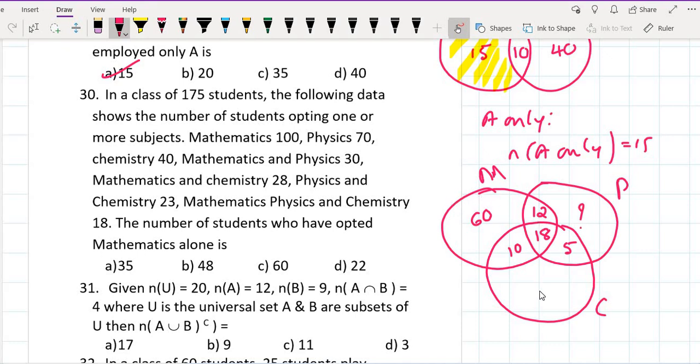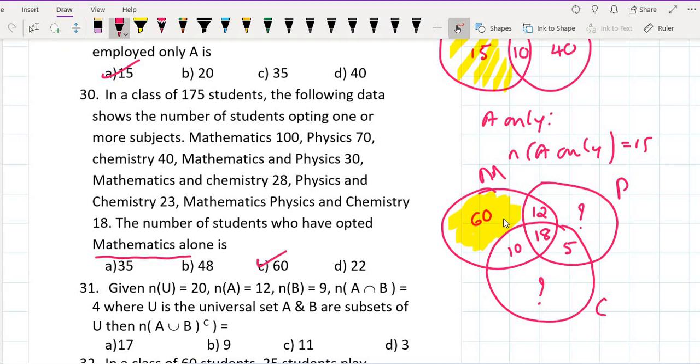Similarly, you can fill up this. You can fill up this also. But here that is not needed. See, the question is the number of students who have opted mathematics only. Only mathematics means this region. So that gives you 60. So the correct answer is 60. That is option C. Correct option is option C.